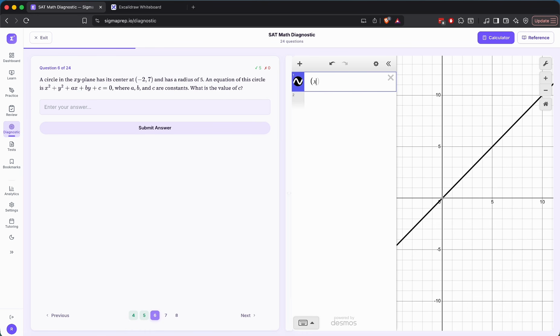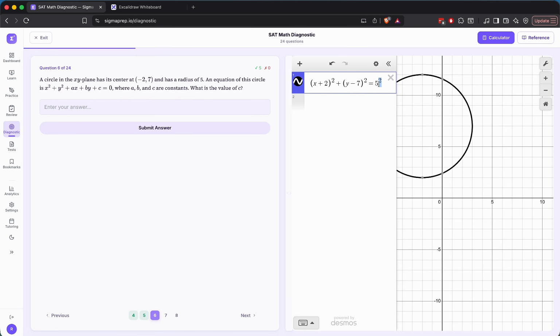So let me go ahead and do that. It'd be like this: x plus 2 squared plus y minus 7 squared equals 5 squared, right? So I can just make that be 25. There's our circle. They want it in this form, which is just the expanded form. So you got to kind of square things. Just make sure you FOIL correctly. You should know that y squared minus 14y plus 49 equals 25.